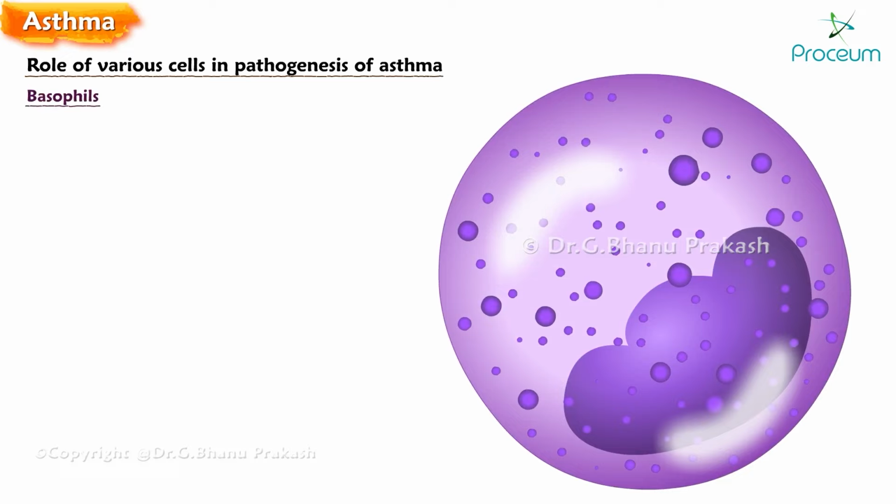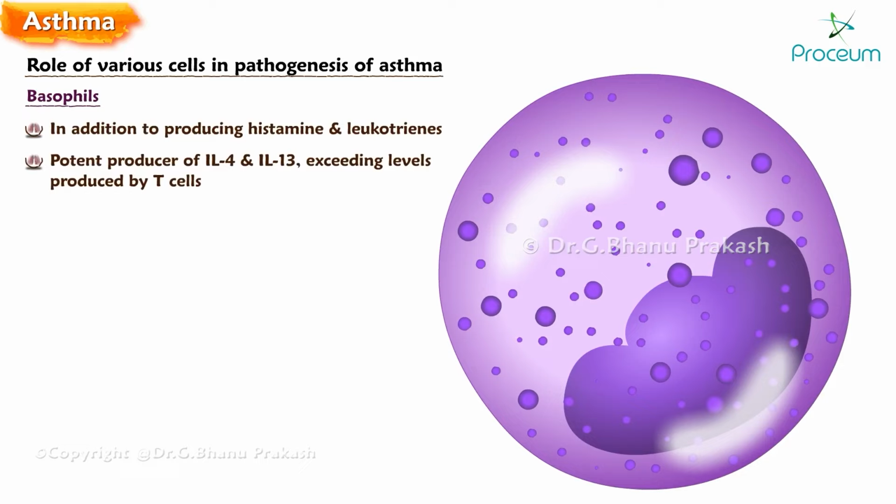Basophils. While T helper 2 lymphocytes are a major source of the cytokines thought to participate in asthma, the basophil, in addition to producing histamine and leukotrienes, is a potent producer of interleukin-4 and interleukin-13, exceeding levels produced by T cells.